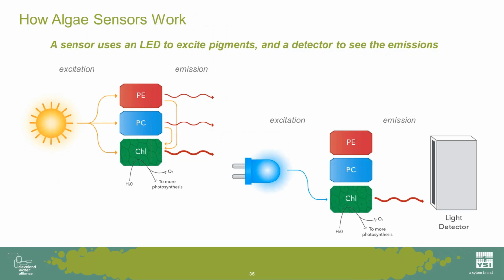A sensor is going to take advantage of that natural process. Instead of sunlight, the sensors I talk about today use an LED that emits specific wavelengths of light to excite one of these pigments. And specific wavelengths of light emitted by that molecule are either going to be absorbed by another pigment or are going to directly go to a detector, as shown here for chlorophyll.